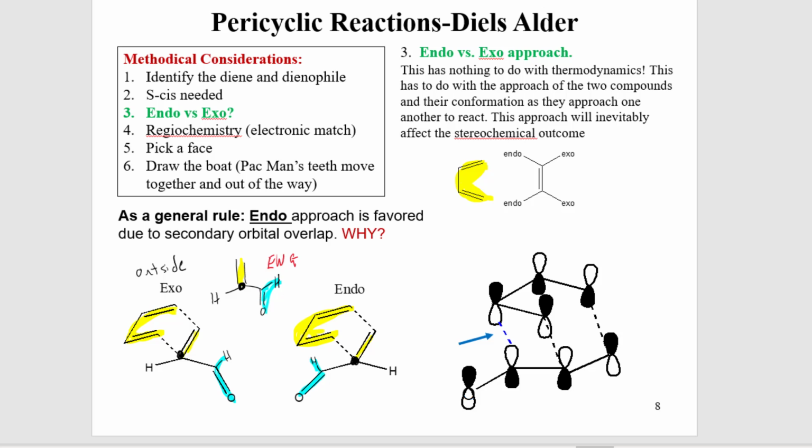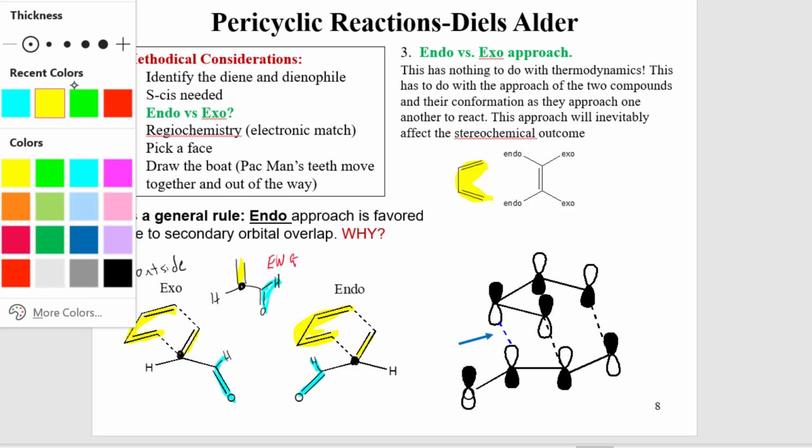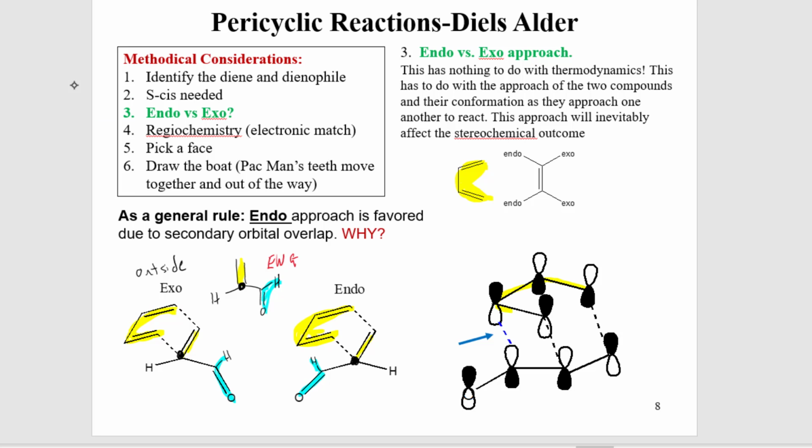Now, carbonyls also have pi systems, right? So let me highlight. Let me show it to you orbitally here. Here's the Pac-Man mouth of the diene.